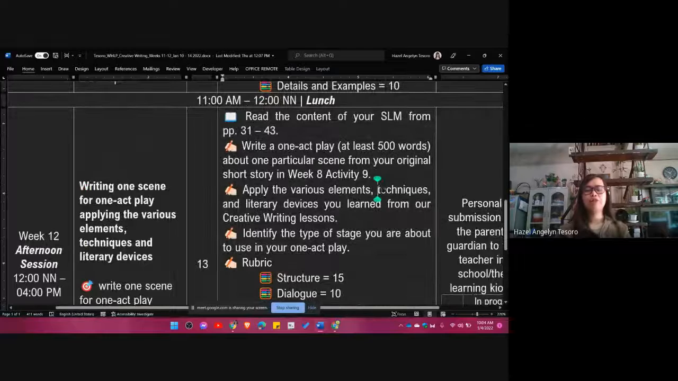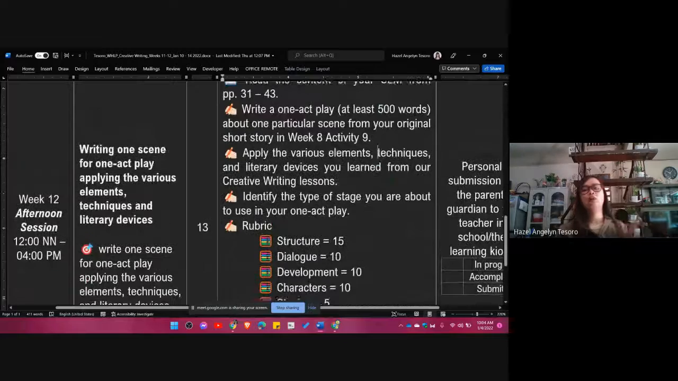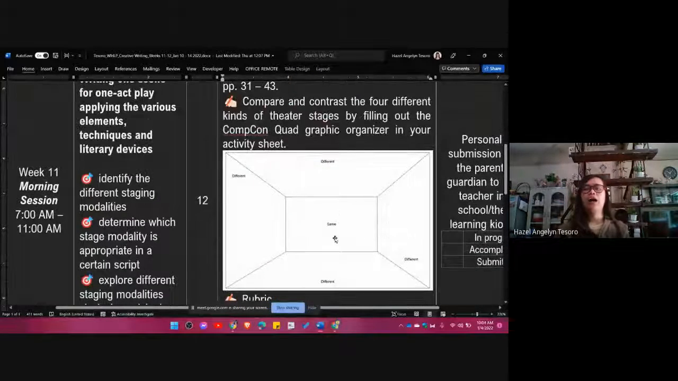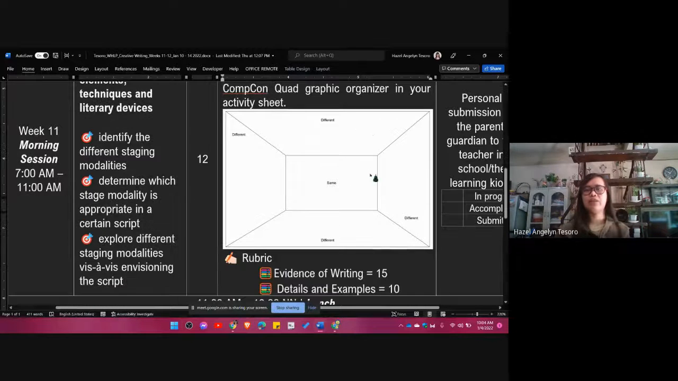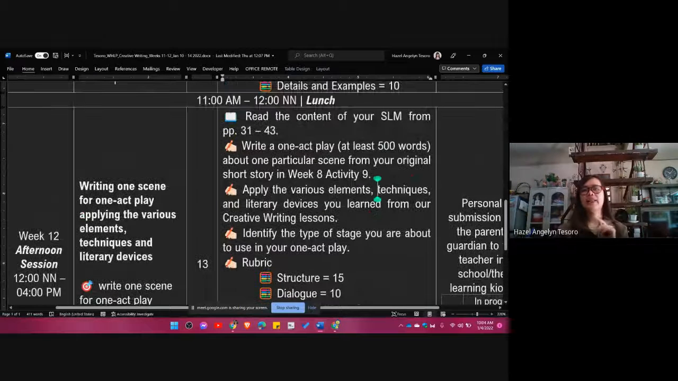Next up, for the afternoon session, again, you're going to write a one-act play, but this is where the playwriting goes. After you identify the differences and similarities of the four kinds of theater stages, now you're going to write your play. So at least 500 words, that's the standard. And if you want to go overboard, you can, write about one particular scene from your original short story.